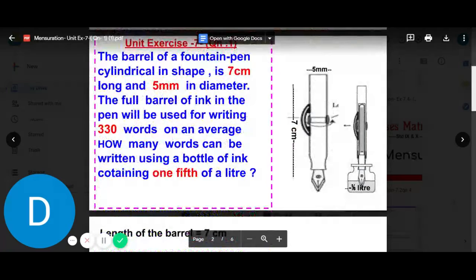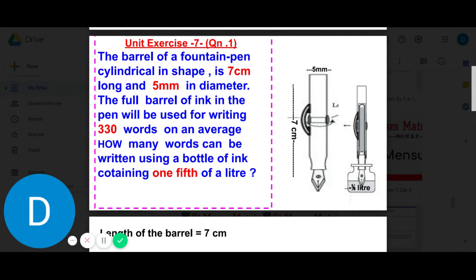Children, you should have seen a fountain pen. You can see in this diagram also there will be a barrel to fill ink in the pen. And the length of the barrel is given 7 centimeter and diameter is given as 5 millimeter. And this is in the shape of a cylinder. Using one barrel full of ink, we can write 330 words on an average. And there is an ink bottle which contains 1/5 of a liter of ink.